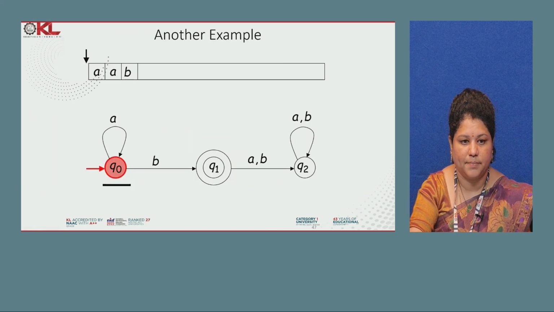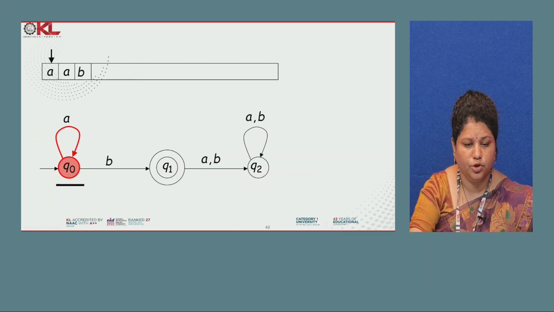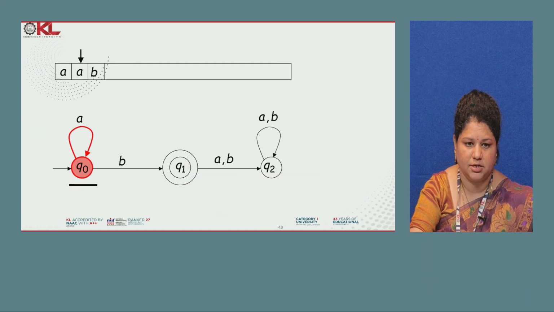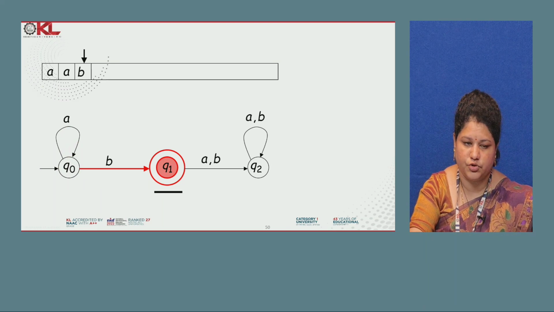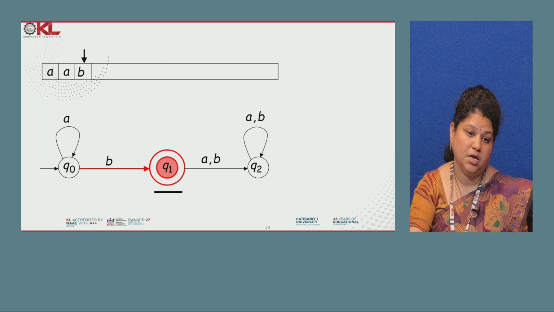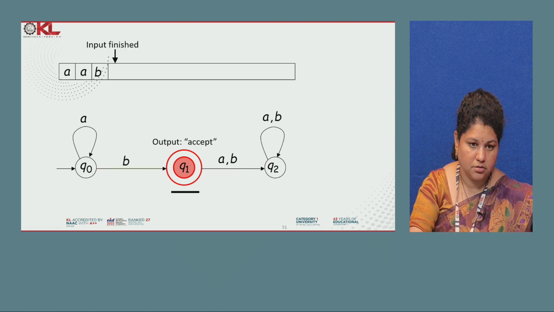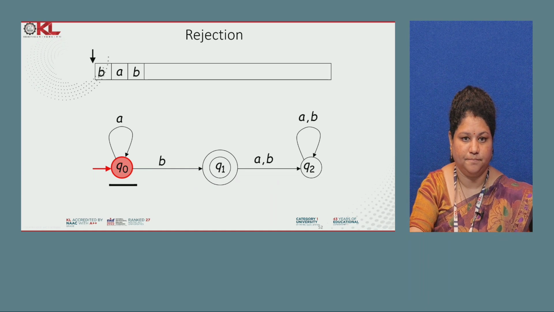See another example. Q0 on A will reach Q0 only. Q0 on B will reach the final state. So the string can be accepted. From the given string AAB, it will reach the final state. Q0 on B reaches the Q1 state. So that will be an accepted string.